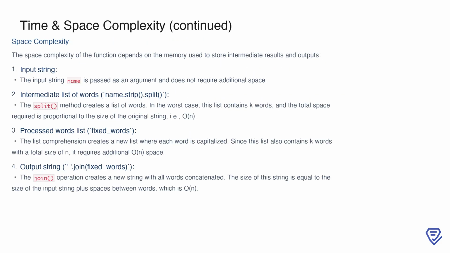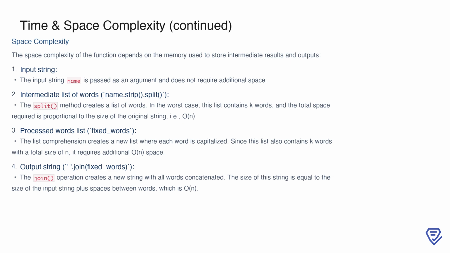Now let's evaluate the space complexity of the fixProductName function. The space usage is determined by the memory allocated for intermediate results and the output. First, the input string name is passed as an argument, so no additional space is required for this. Then, the split method creates a list of words. In the worst case, this list contains k words, and the total space required is proportional to the size of the input string, which is O(n).